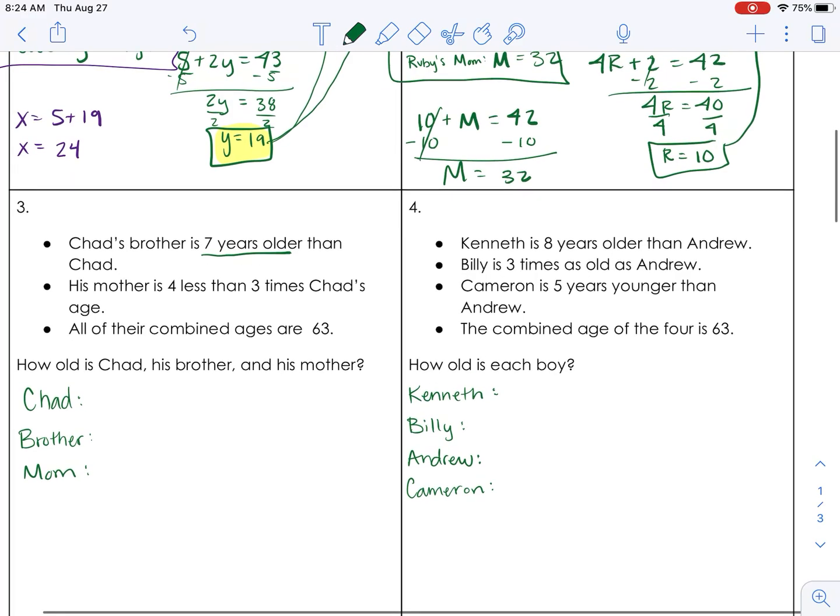His mother is 4 less than 3 times Chad's age. So that's important. All of their combined ages are 63. So that means we're going to add them all up. They're going to equal 63. So I've gone ahead and written out all of our characters here. We've got Chad, we've got Chad's brother, and Chad's mom. We're going to define those variables. So Chad can be a C, brother can be a B, mom can be an M.